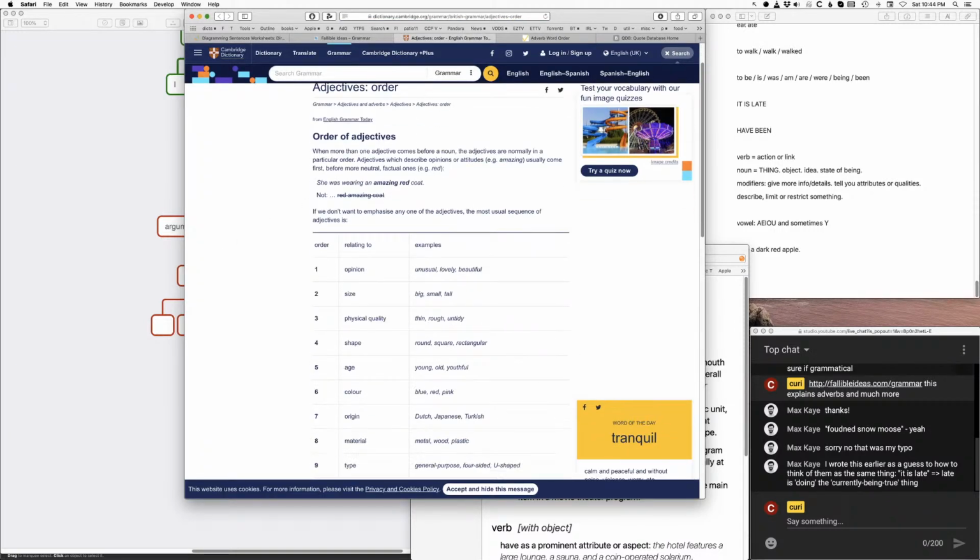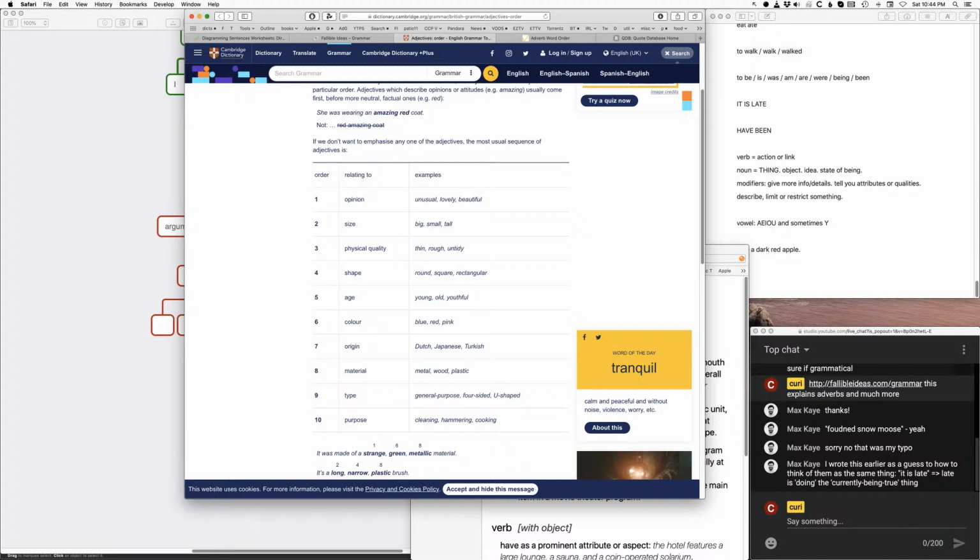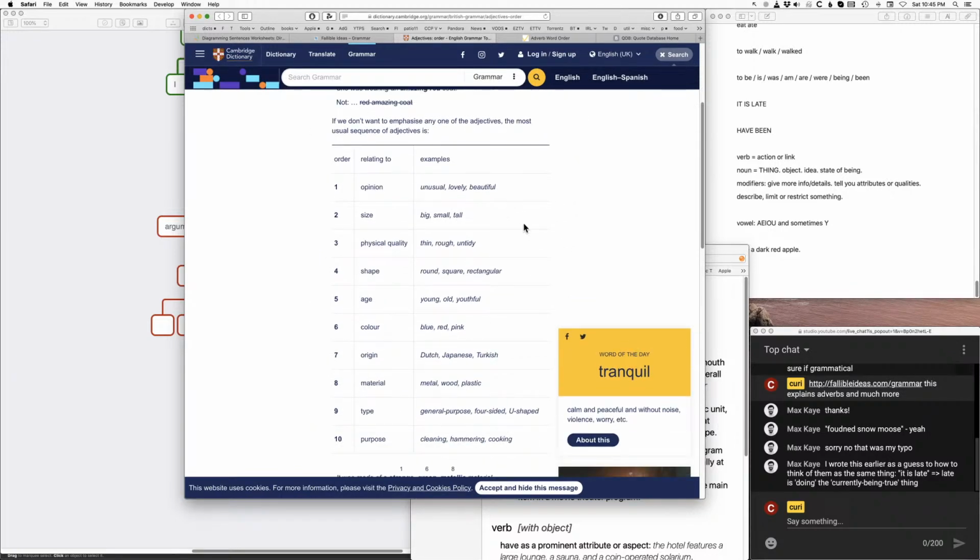Okay, this is telling you the order adjectives go in, but you can use it to find out different types of adjectives. So here we have a type of adjective and examples. There are opinion adjectives, such as unusual, lovely, and beautiful. These are modifiers, right? And then size is another type of modifier: big, small, tall. Physical quality is a category of modifier, examples being thin, rough, untidy. You get the idea?